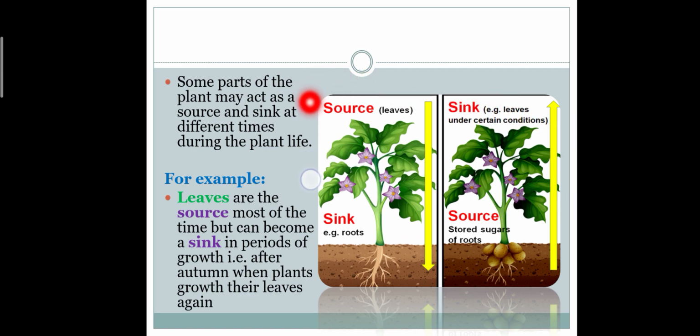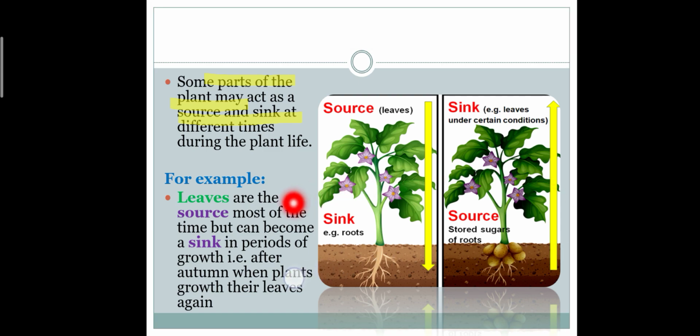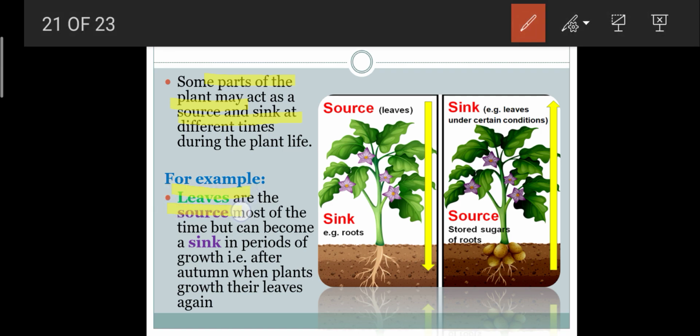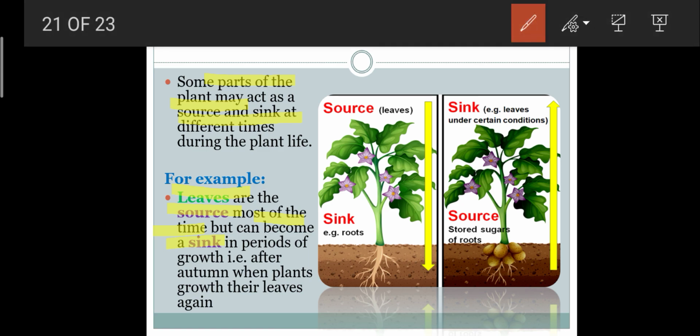Some parts of the plant may act as a source and sink at different times during the plant's life. So we can say that some parts of the plant act as source and sink at different times. For example, leaves are the source most of the time, but they can also act as sink in the periods of growth. For example, after the autumn season, when plants grow their leaves again, they become sink.